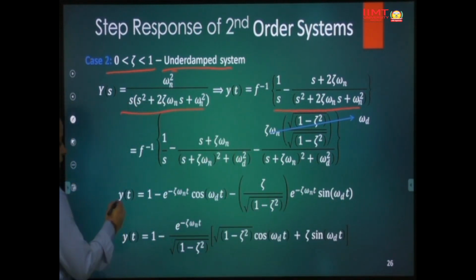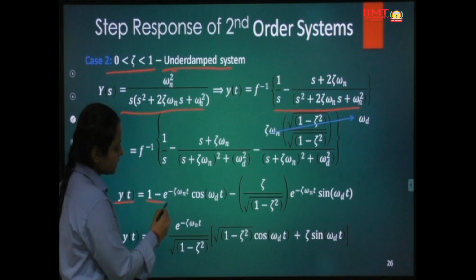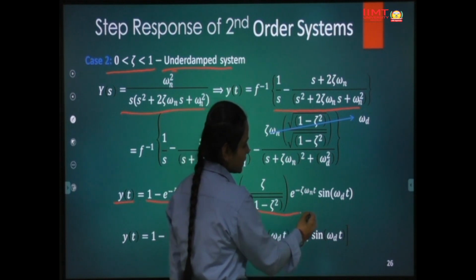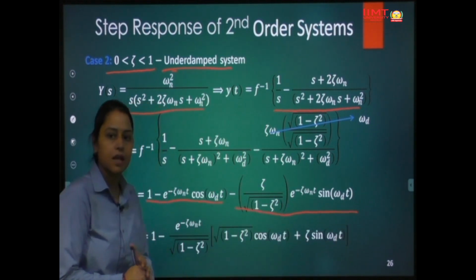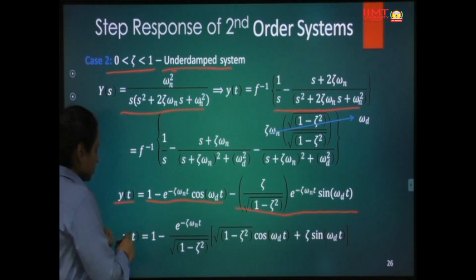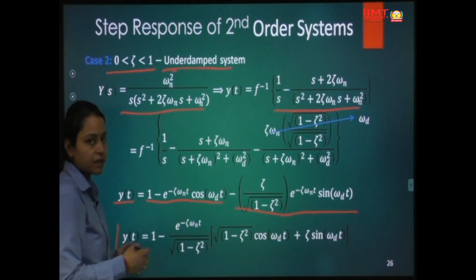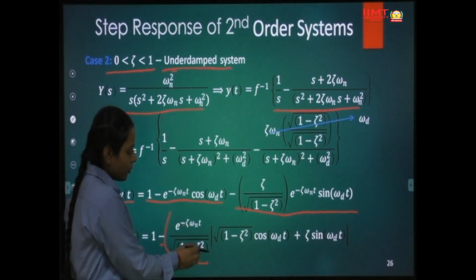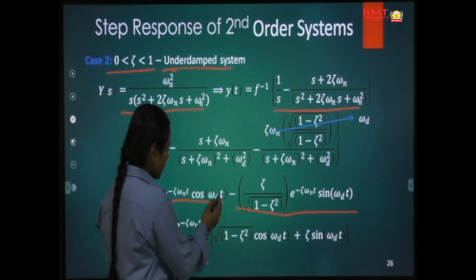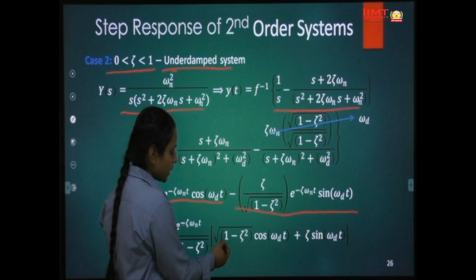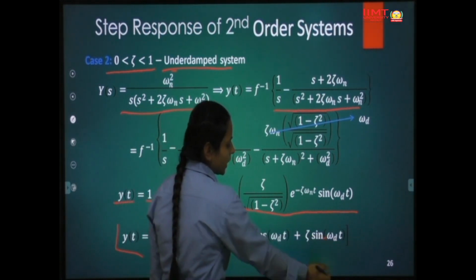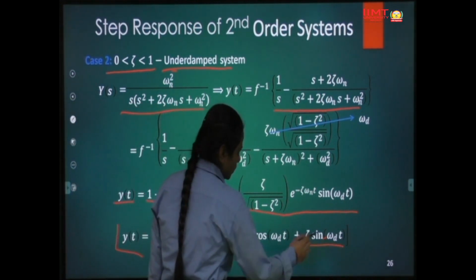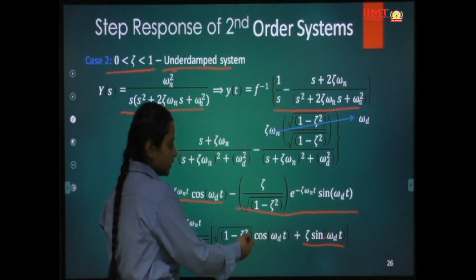If we take the inverse Laplace transform, y(t) would be equal to 1 minus e to the power minus zeta omega n t cos omega d t minus zeta upon under root 1 minus zeta square e to the power minus zeta omega n t sin omega d t. Or if we further simplify this equation, y(t) is equal to 1 minus e to the power minus zeta omega n t upon under root 1 minus zeta square, and we can keep the terms in bracket: under root 1 minus zeta square cos omega d t plus zeta sin omega d t. So we can convert this into sin(c plus d) form.